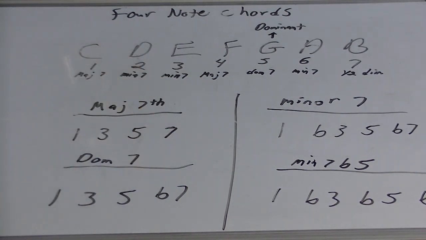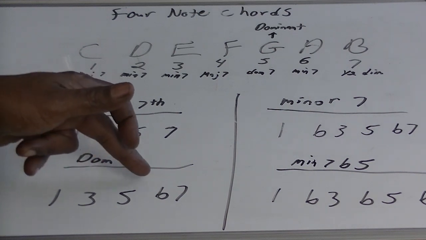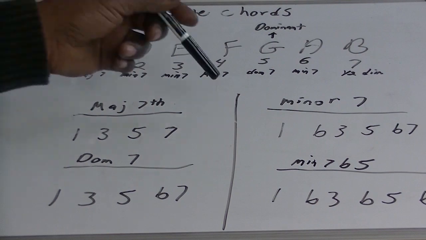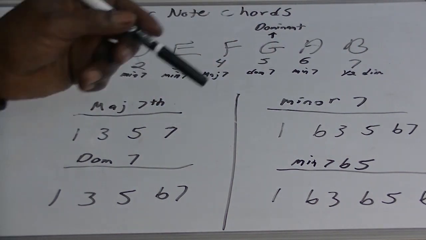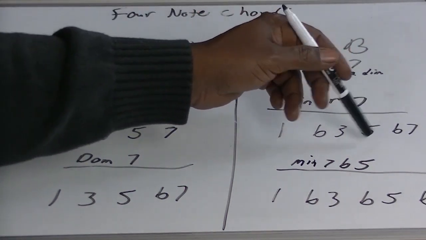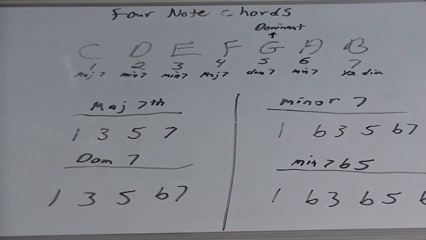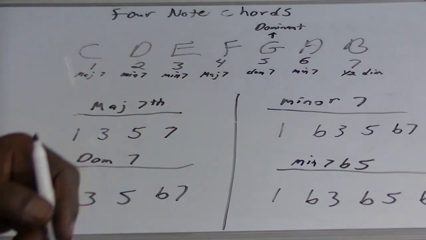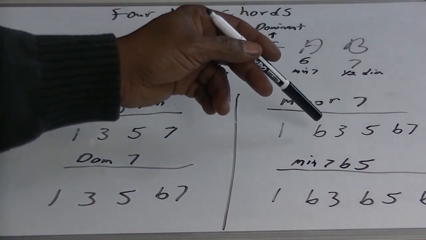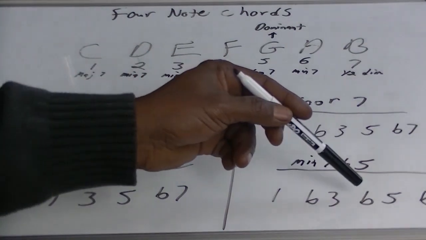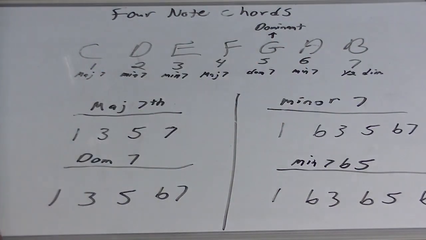In the dominant seven, we have the third and the fifth that are directly from the major triad. When we get to the minor seven chord, we have the flatted third and the fifth, and these are taken directly from the minor triad. And the minor seven flat five takes this and alters it even further. Now we have the flatted fifth along with the flatted third.